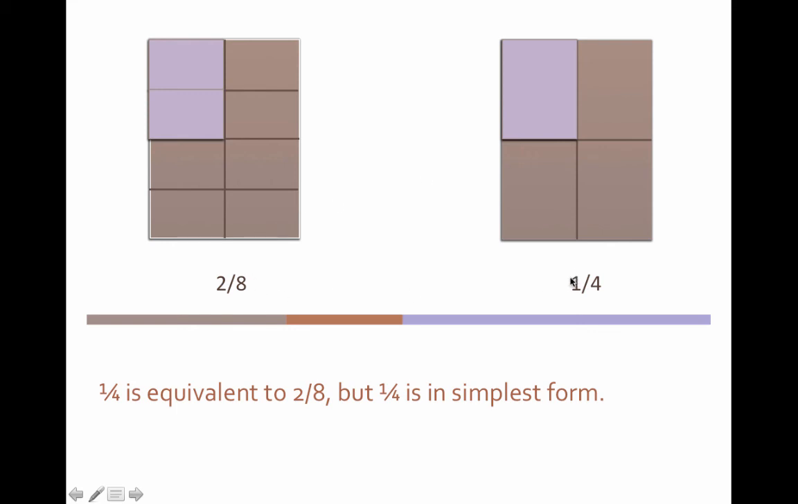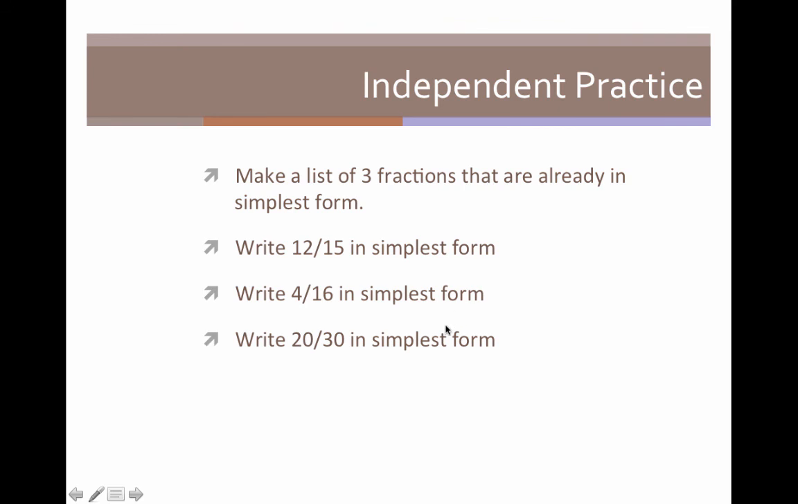However, 1/4 is in simplest form because the greatest common factor of 2 and 8 is 2. So when you divide both 2 and 8 by 2, you get 1/4. So we have 1/4 as the same as 2/8 because it's in simplest form and it's the same shaded area.